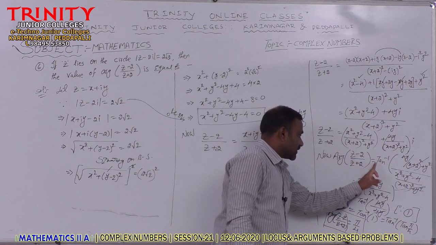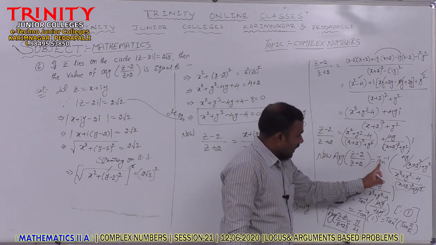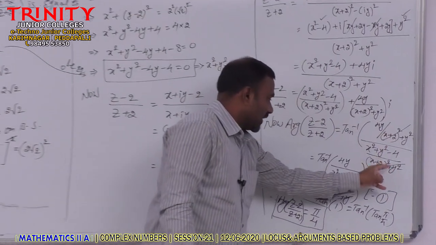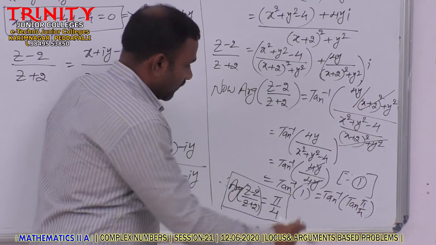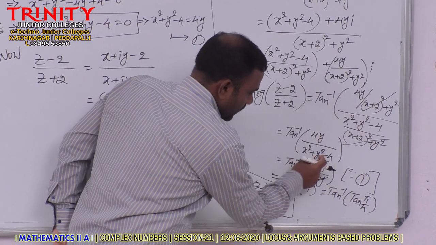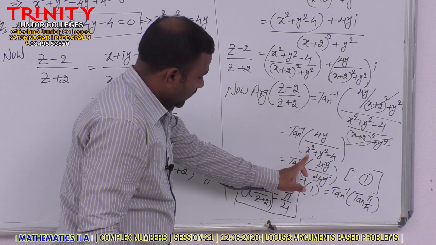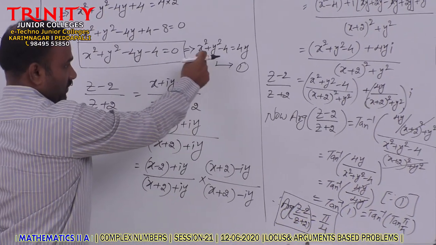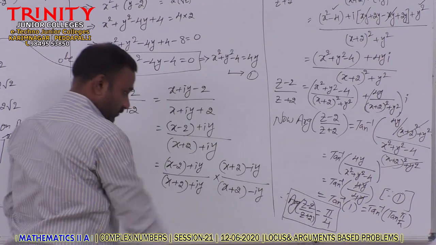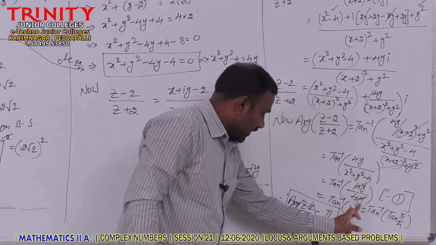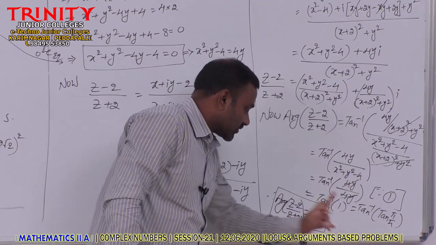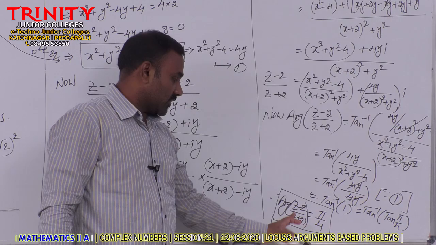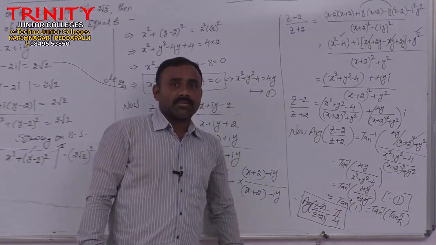The argument is tan inverse of imaginary by real, y by x, or b by a. We got 4y by (x square plus y square minus 4). This value of x square plus y square minus 4 we already got in equation number 1, that is 4y. Then we replace that value, these two get cancelled, and we get tan inverse of 1. 1 is nothing but tan 45 degrees. Therefore, the argument of (z minus 2) by (z plus 2) is pi by 4. Thank you.